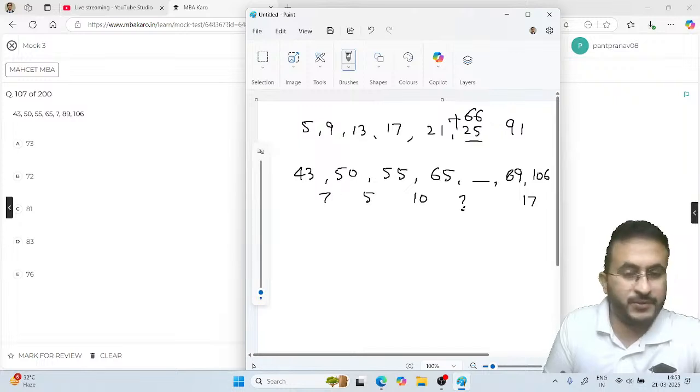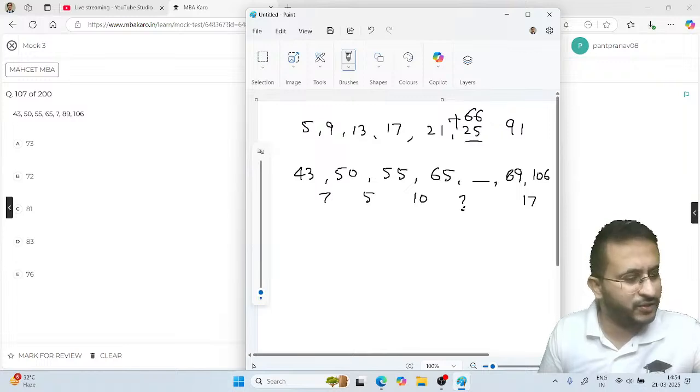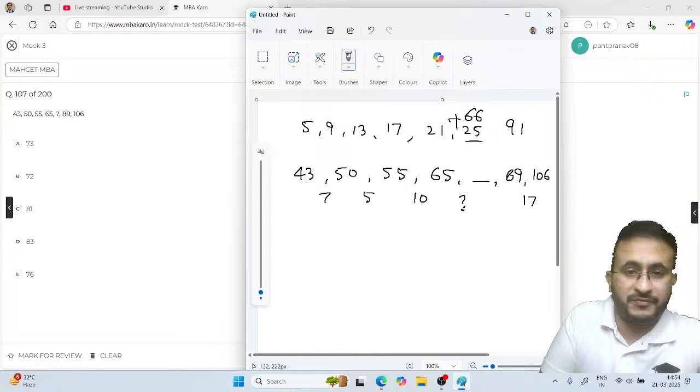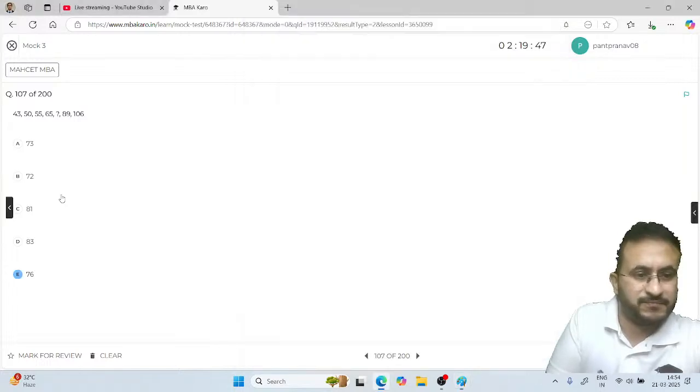Here it is decreasing also. If you observe closely, sometimes such kinds of logics are also prevalent in these questions. That is the sum of the digits, like 4 plus 3 is 7, 5 plus 0 is 5, 5 plus 5 is 10. So let us try that. So if you put 11 over here, that becomes 76, and this is 13, which is fitting, and this is also fitting. So the answer is 76.